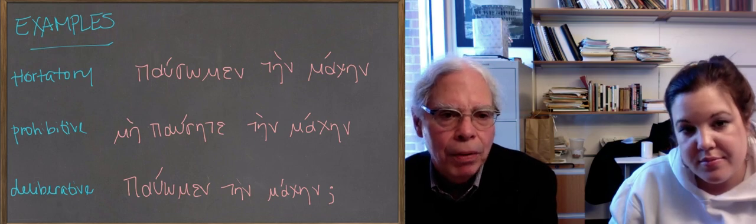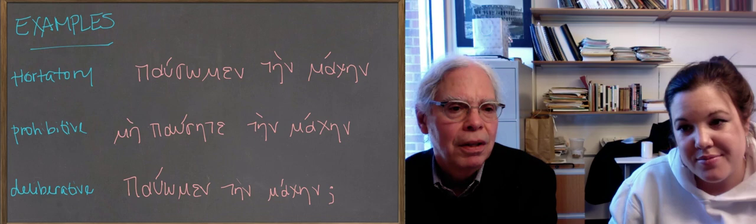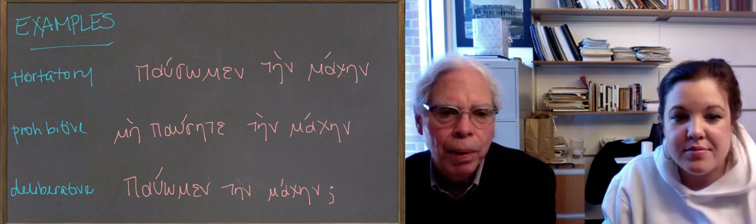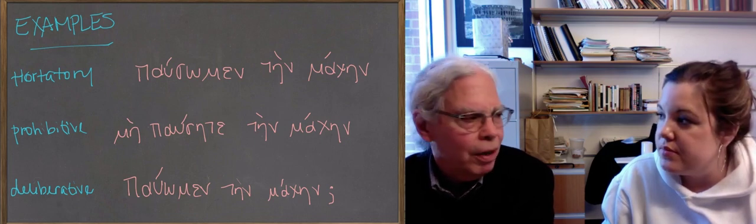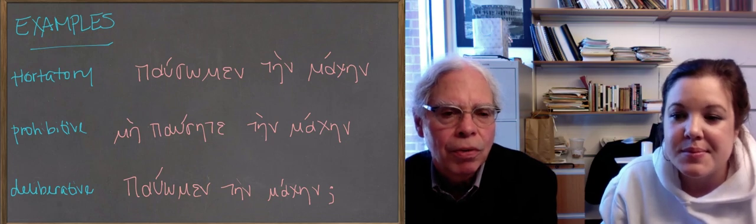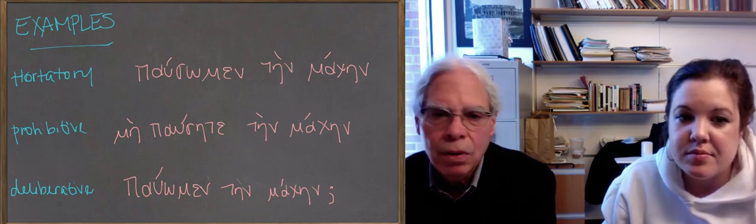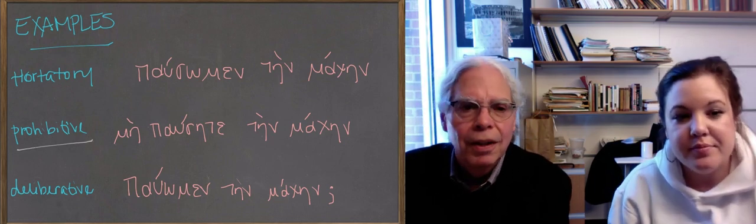Me pausamenten machen, don't stop the battle, okay? Again, telling people not to do something. And the deliberative one, pausamenten machen, should we be stopping the battle? Are we to stop the battle? That's another way, a kind of more archaic way of saying it. But should we be stopping the battle is the regular one. So that's a present subjunctive. It can be the subjunctive, and any of these can be present or aorist, depending on what you want to do. Except for this one. All right.